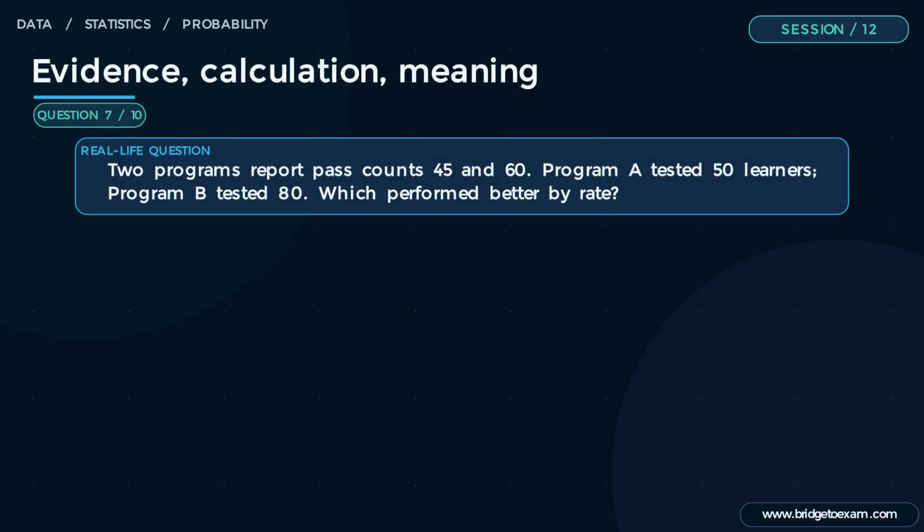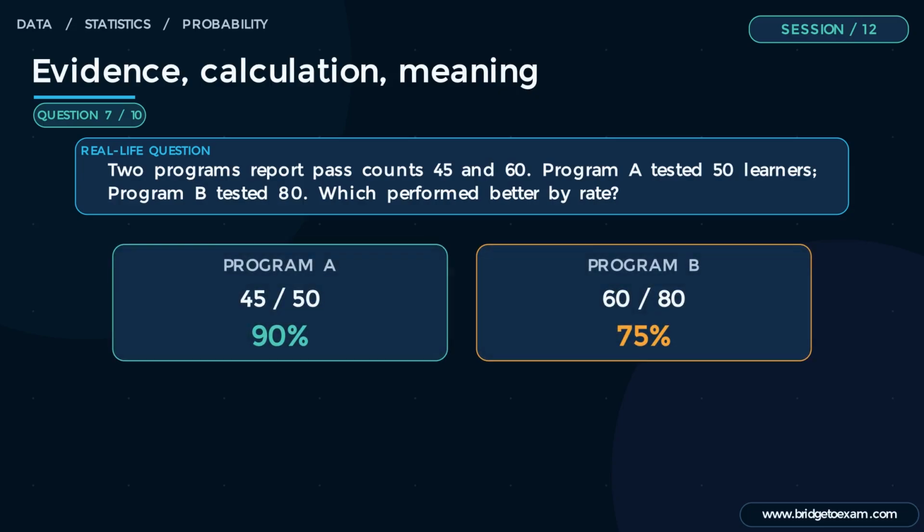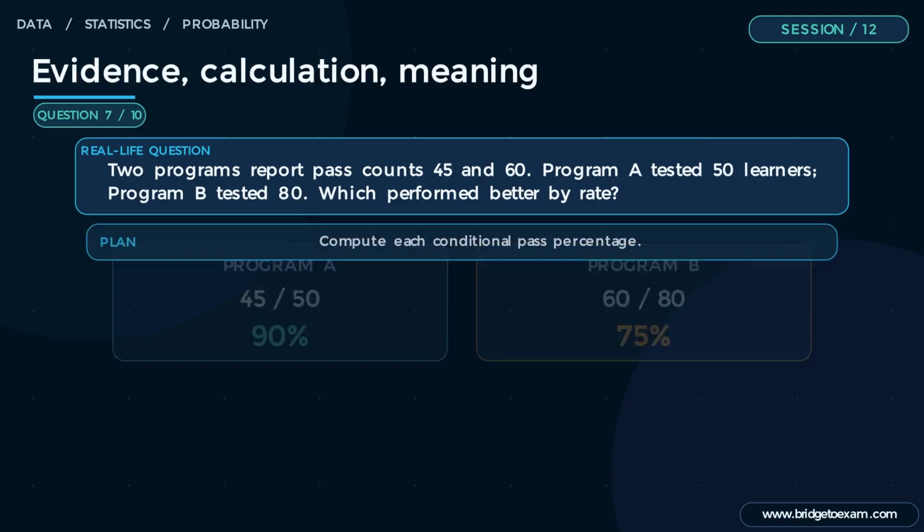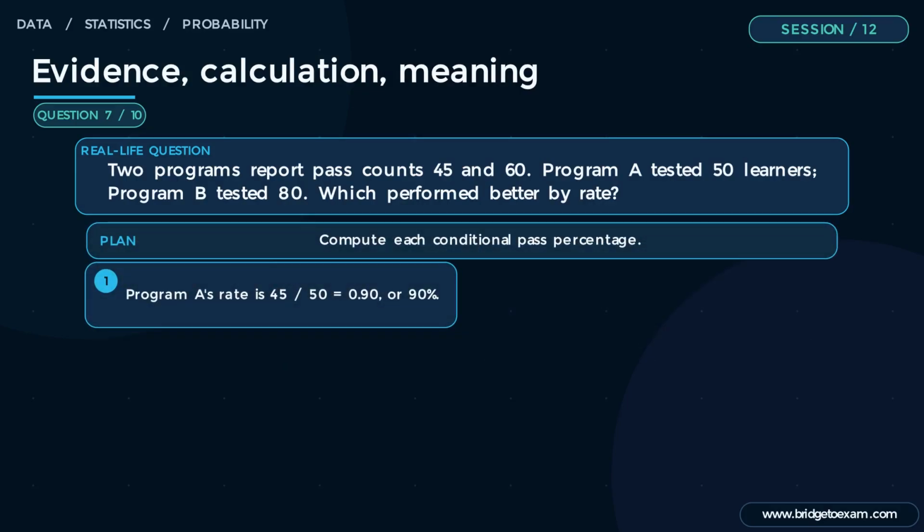Example 7. 2 programs report pass counts 45 and 60. Program A tested 50 learners, Program B tested 80. Which performed better by rate? The comparison places both cases on the same scale. Plan. Compute each conditional pass percentage.